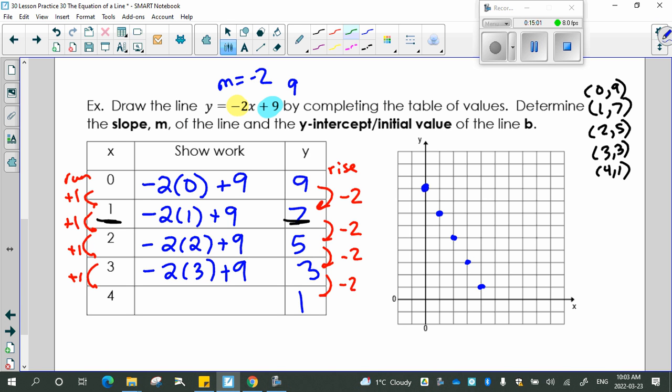Once we plot our points, we get our ruler out. You get your ruler out and you go right through the points. Put arrows on the ends of your graph.